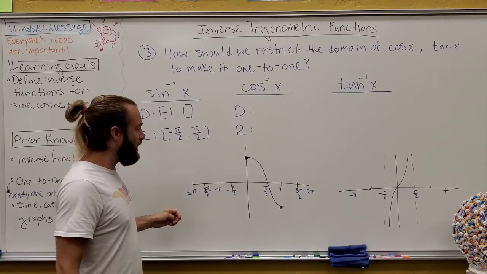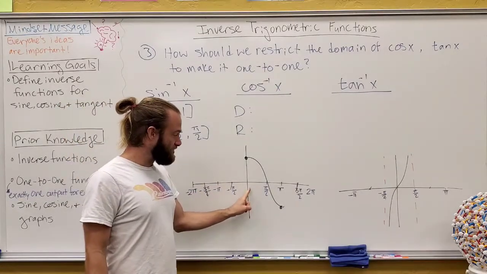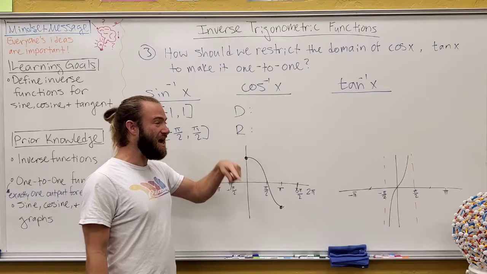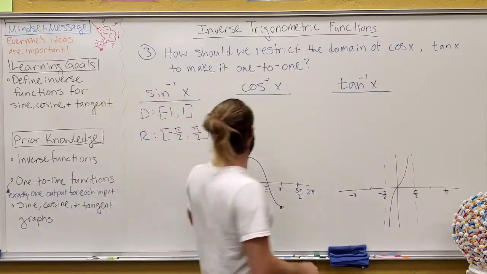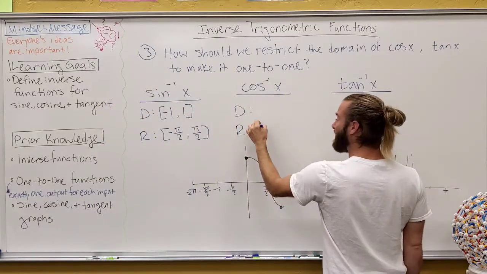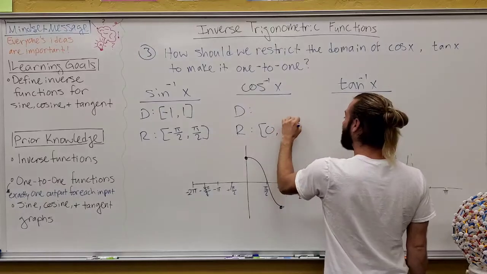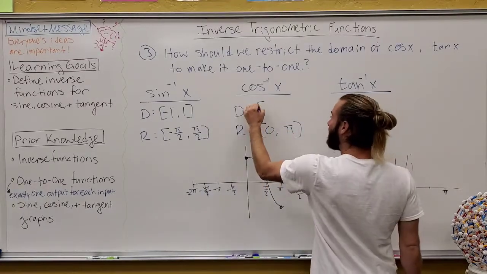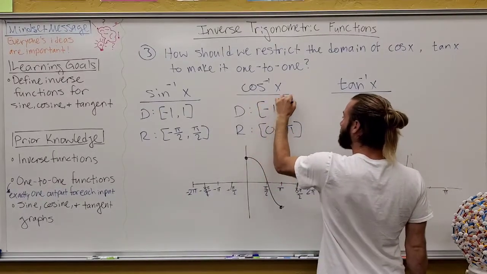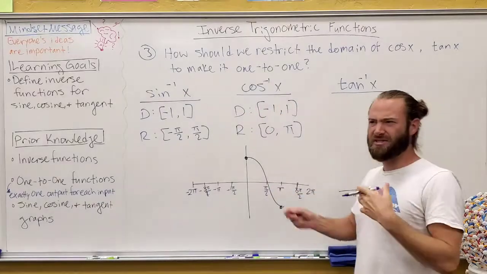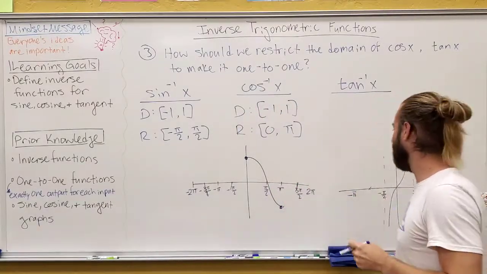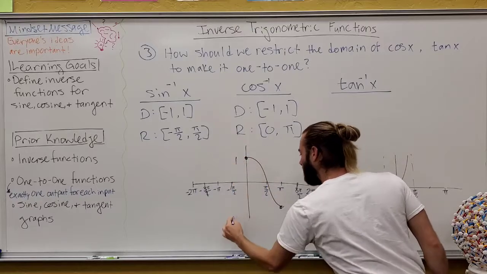So remember, we've restricted the domain of cosine from 0 to pi, but that is now the range of cosine inverse. So cosine inverse will only ever spit out values from 0 to pi, and luckily the domain is still negative 1 to 1, just like it was for sine inverse, right? Because that was the range of the original function. And I didn't label that here, but there we go.